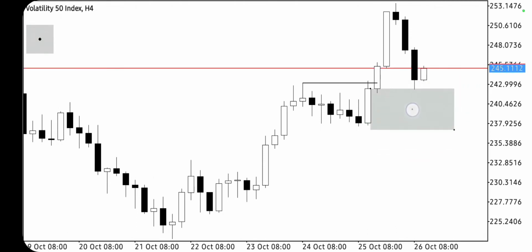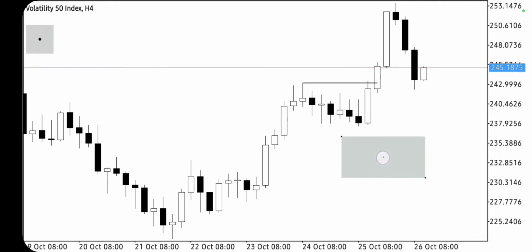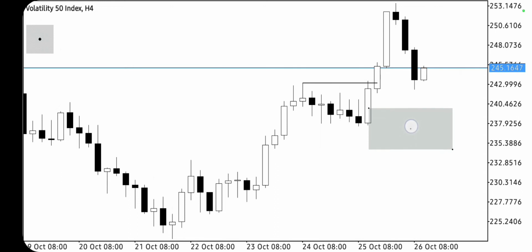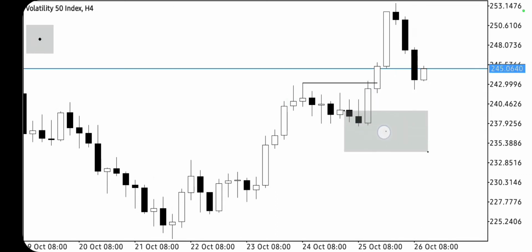You will see that after the consolidation we have imbalance, like a very big candle or a series of candles that are very impulsive. That is what is going to validate your supply and demand zone. As you can see here, we had 3 impulsive movements to the upside. 1, 2, 3. Those are our impulsive movements. So this zone is very valid.